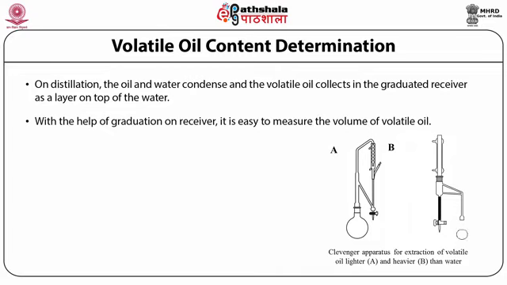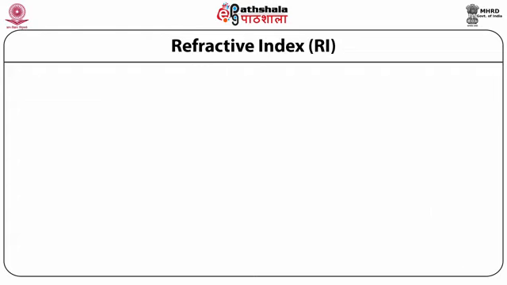So on the right hand side, there are two equipments. As I mentioned, there are oils which are heavier than water or lighter than water. So for these we have two assemblies. A is a Clevenger apparatus for extraction of oil lighter than water, while B shows a Clevenger apparatus for oils heavier than water. So refractive index again is a very important parameter for analysis of volatile oils.